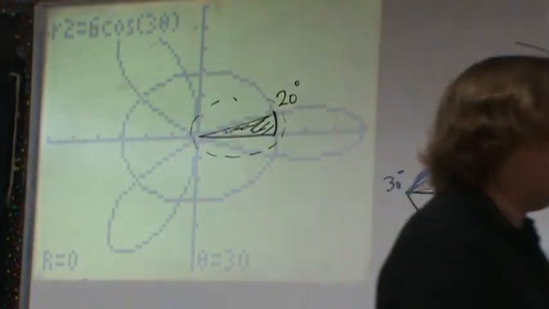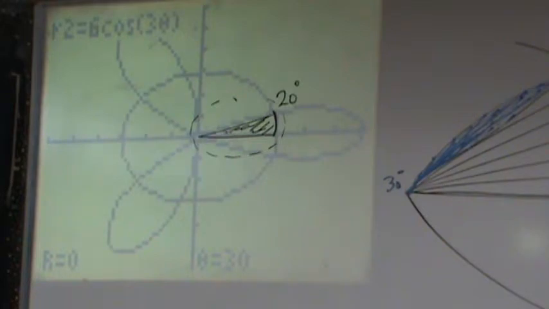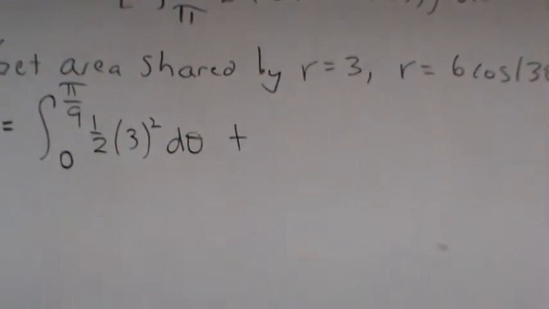So this area ends up being the circle, the integral from 0 to 20 degrees. And by the way, 20 degrees, what is that, pi over 180? So pi over 9 is 20 degrees. So 0 to pi over 9 of 1/2 times 3 squared d theta. That gets me the circle.